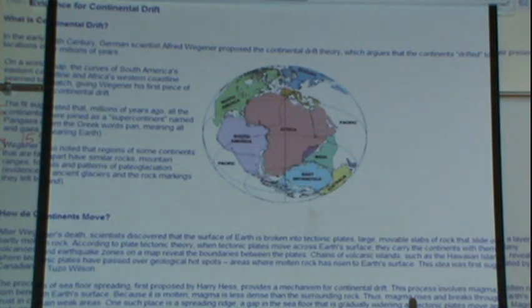So tomorrow, we'll be doing an activity connecting the continents together the way they look like they fit together based on the shape, and also based on the evidences found on each of the continents, so you can see firsthand for yourselves how this works. All right?